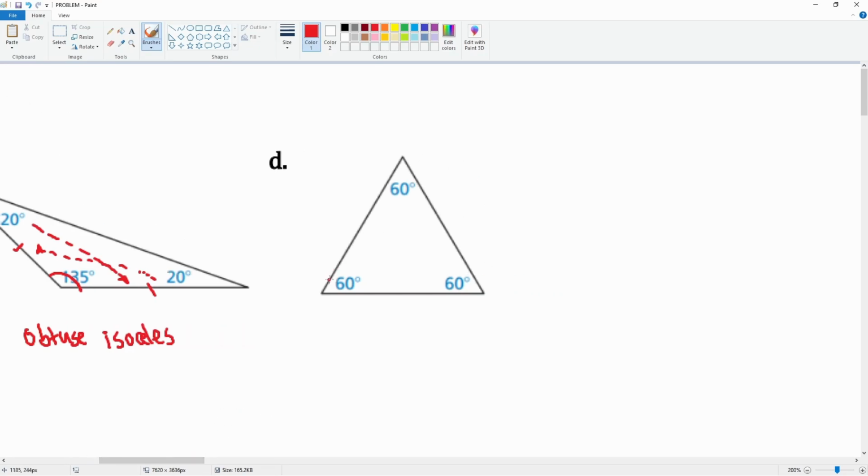Next, this is all 60 degrees. If they're all 60 degrees, all the sides here are also the same. So this is going to default to be an equilateral triangle.